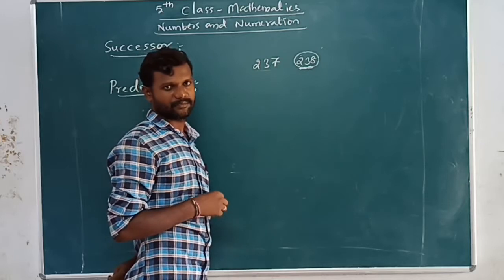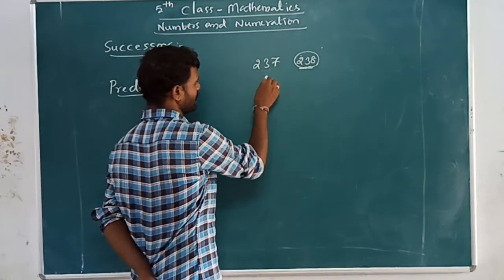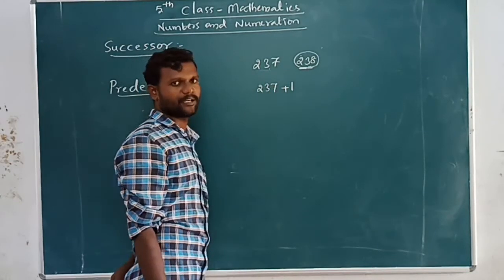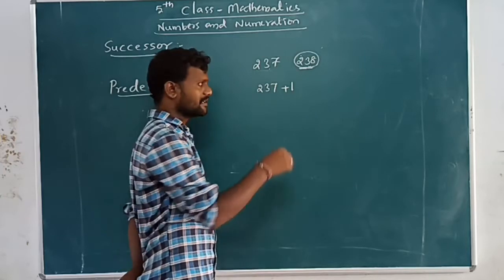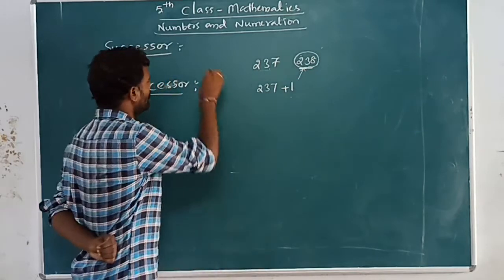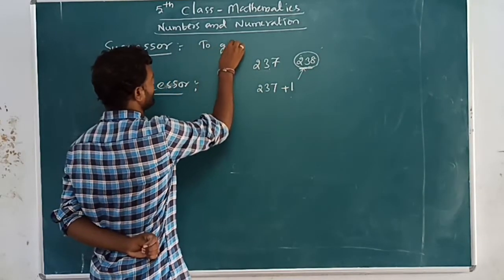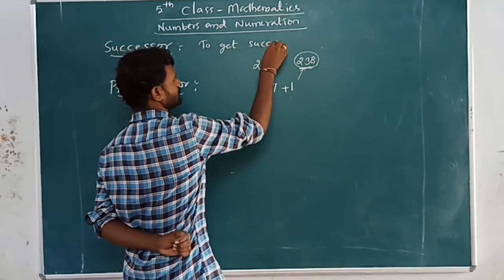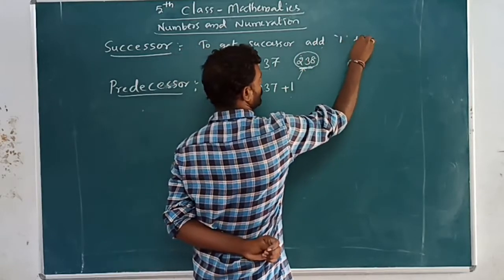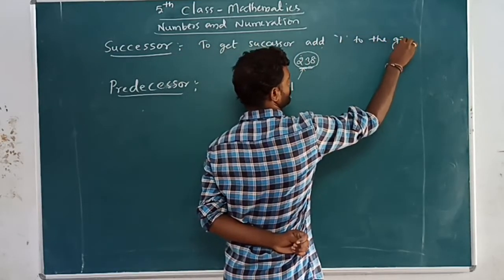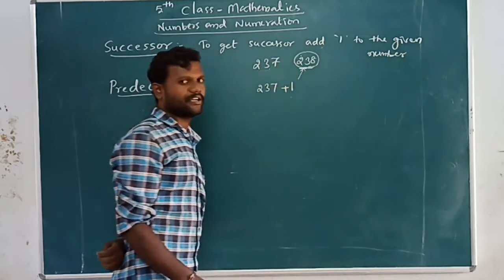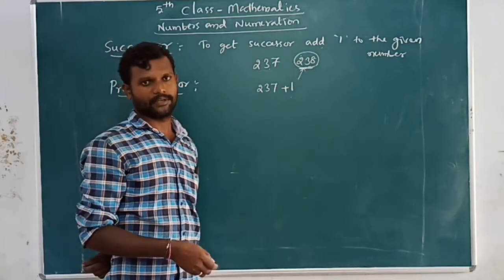How do we get the successor? If this number is given, add 1 to that number. 237 plus 1, how much will you get? 237 plus 1 means you will get 238, that is the successor. So, what I said: to get a successor, what do we have to do? Add 1 to the given number.